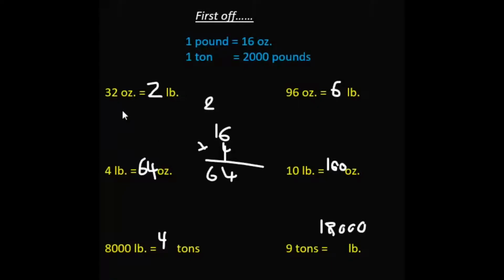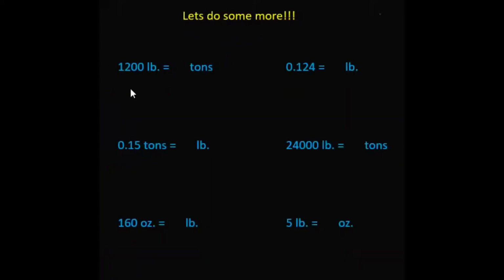Okay, so now that we did that, let's do some more. We have 1,200 pounds equals how many tons? So here we have to go into decimals. So this equals 0.12 tons. Okay, so that's how we did that. So all we did was, we didn't have a whole number of tons, so we had to make it into decimals.